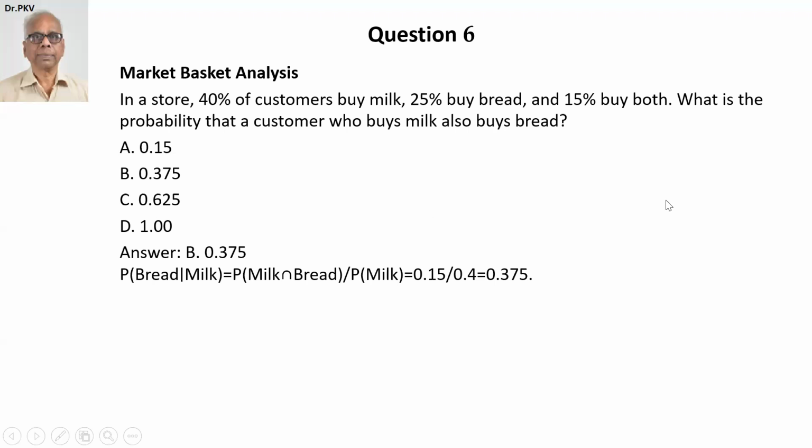You are supposed to find out the probability of bread given milk. If you look at the wording, what is the probability that a customer who buys milk also buys bread? So the probability of bread given milk is equal to the probability of milk and bread divided by the probability of milk, using the conditional probability rule. The numerator, both milk and bread, probability is 0.15. Denominator, 40% of the customers buy milk, which is the denominator, 0.4. Dividing 0.15 by 0.4, we get 0.375. Hence, choice B is the correct one.